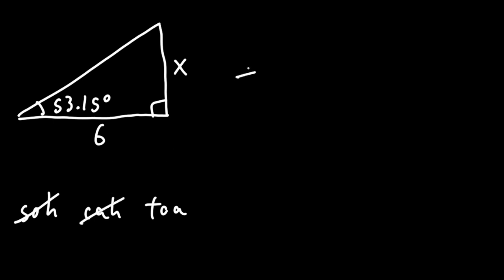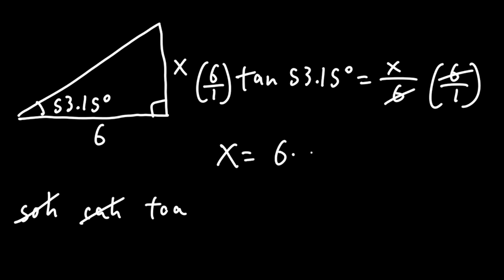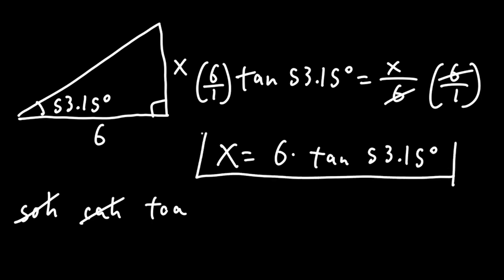So let's use tangent. Tangent of 53.15 degrees is opposite, which is x, over adjacent, which is 6. Now let's isolate x. If we multiply both sides by 6, or 6 over 1, we can cancel the right side, and x will equal 6 times tangent of 53.15 degrees. Now this is the exact answer.